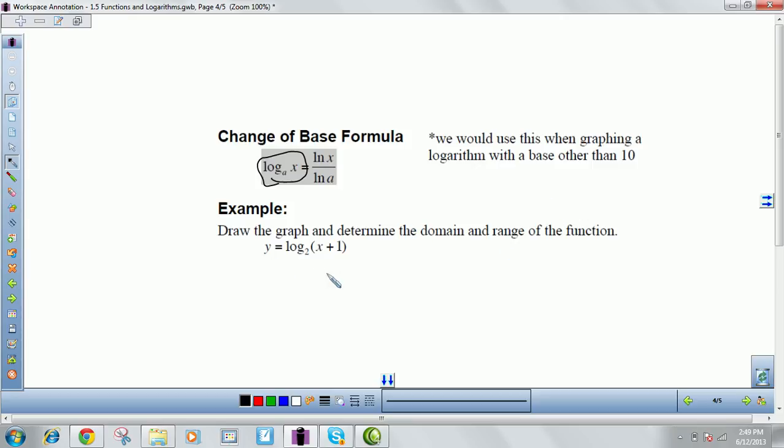If we use the change of base formula here to determine domain and range, you wouldn't necessarily have to, but if we rewrite it, it's a little easier to pick apart. You'd have y is equal to the natural log of x plus 1 over the natural log of 2. And so with your domain, you can see that you cannot have negative values in natural logs or even logs, because this in here cannot be negative.